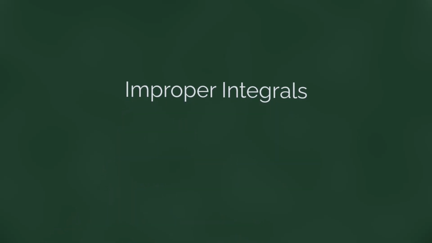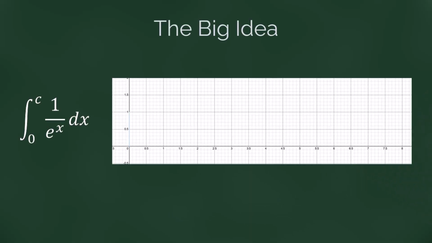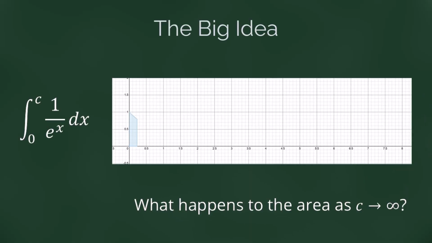Now we're going to take a look at something called an improper integral. In order to motivate the conversation, we're going to look at integrals similar to this one. Here we examine the integral from 0 to c of the function 1 over e to the x dx. And the question we're asking is, what happens to the area under this curve as c goes to infinity?